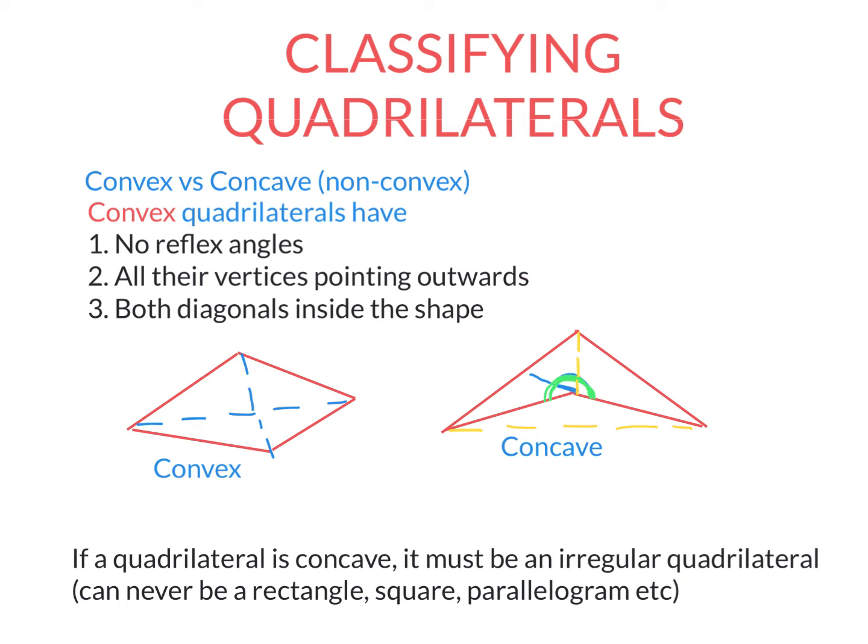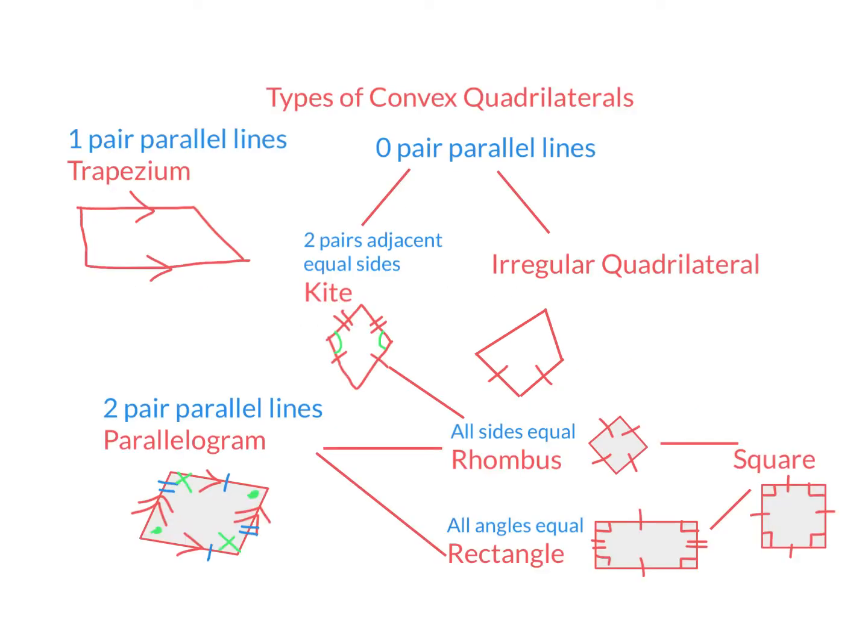All right, let's look a bit more at classifying different quadrilaterals. So every quadrilateral on your screen here is convex. We're going to classify them, we're going to group them based on the number of parallel lines they have.